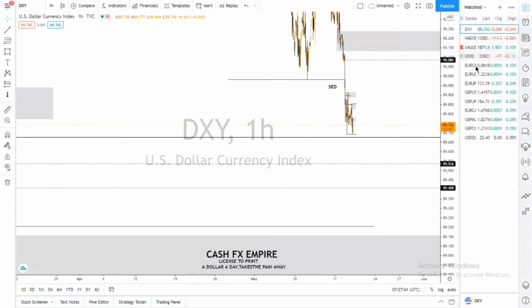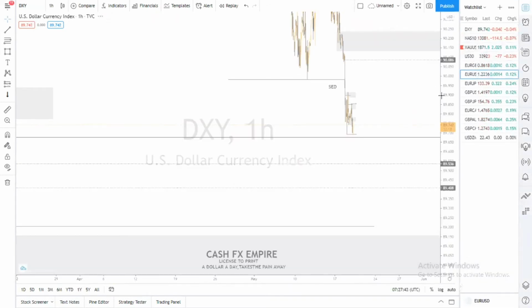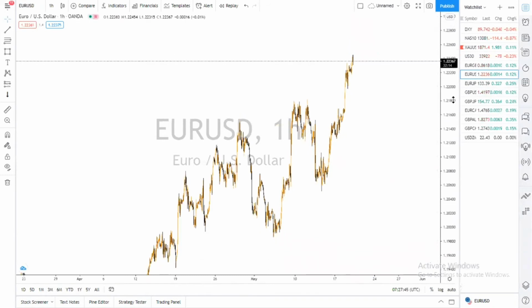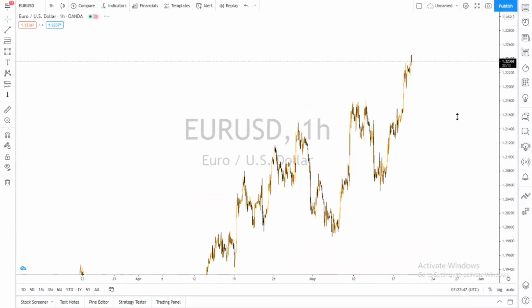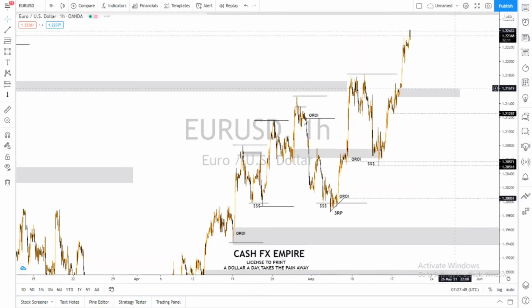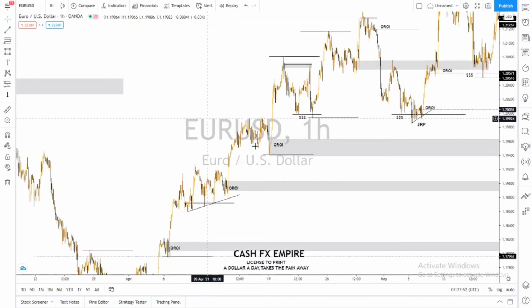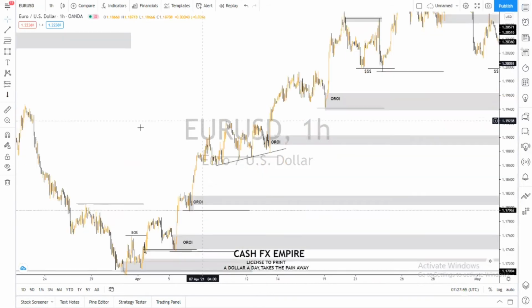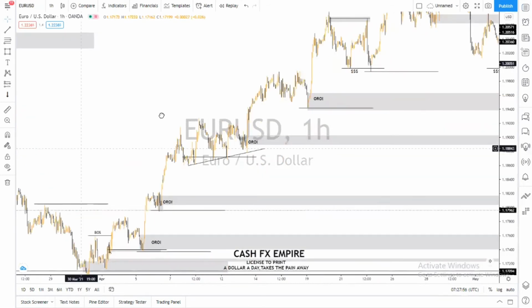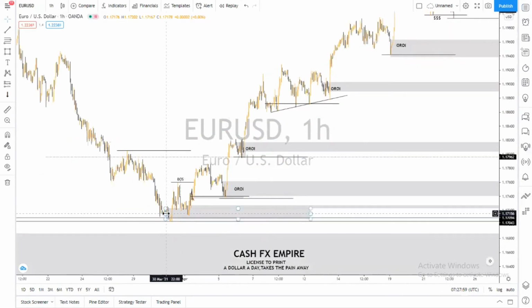That's the only essence we are looking at the DXY. So these are the levels I've been watching on euro dollar as well. You can see that the dollar index and the euro USD are inversely correlated. So you can see the sell off on DXY started from somewhere like this, where the buy of euro USD started off. So we've been buying.